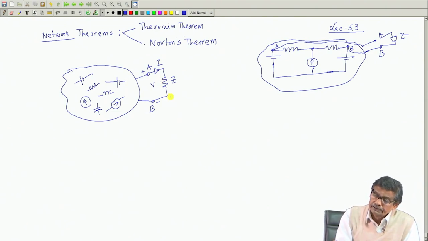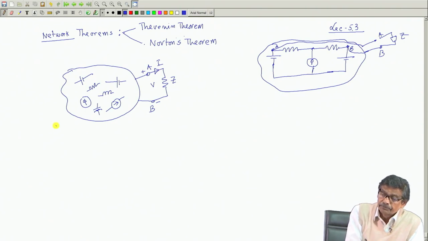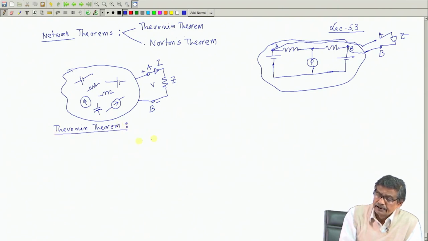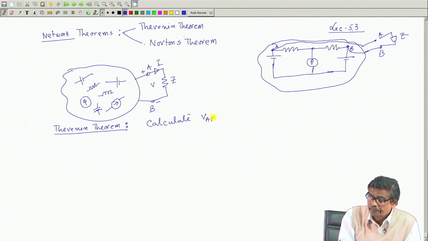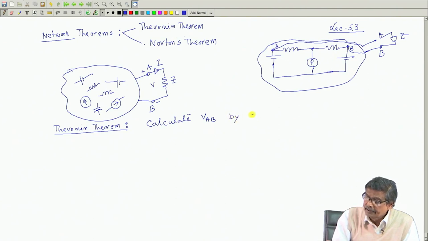Now, what I will do is this. Suppose I say that this impedance has current I through Z. First, I will talk about Thevenin's theorem. I will say: calculate VAB by applying the superposition theorem.